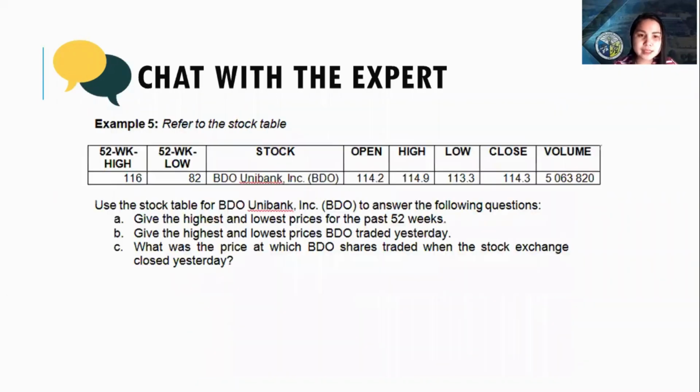Now, how do we read the stock table? For example, we are given the highest and the lowest prices for the past 52 weeks. The highest is 116. The lowest is 82. How about the highest and lowest price yesterday? Highest is 114.90. Lowest is 113.30. And what was the price at closing? Look at the close. That's 114.30. Let me first stop.